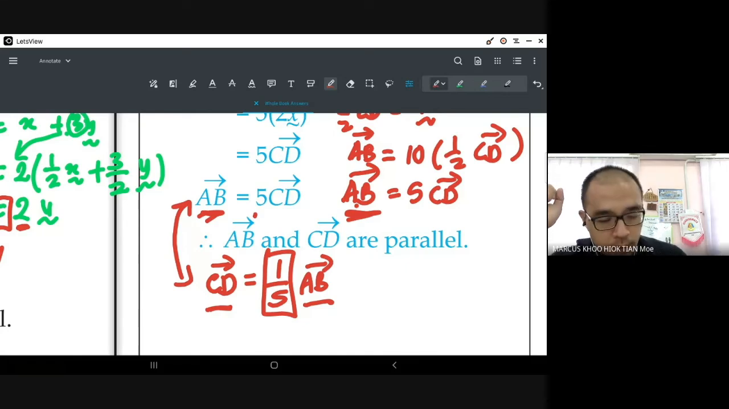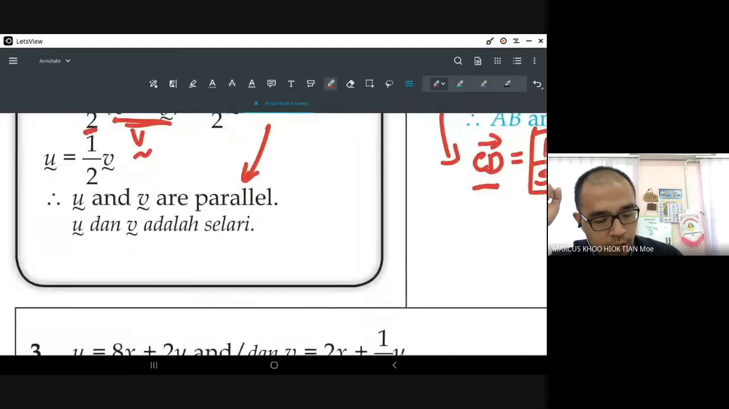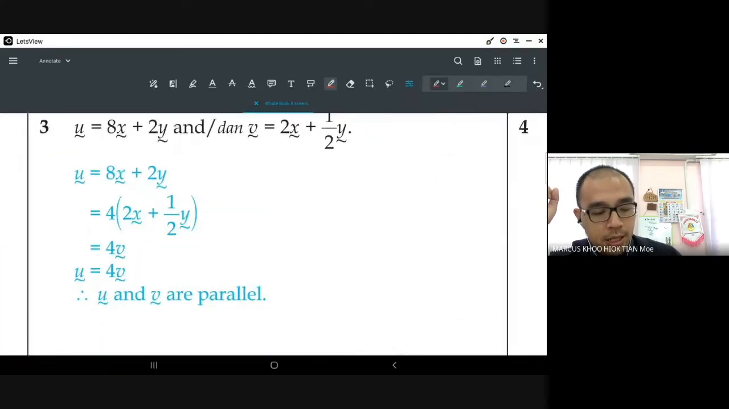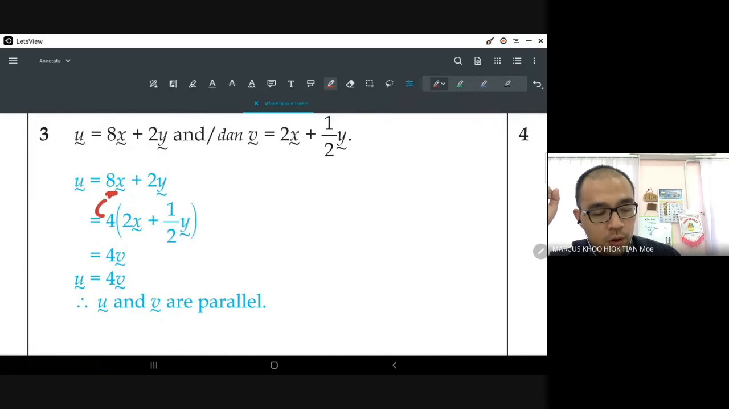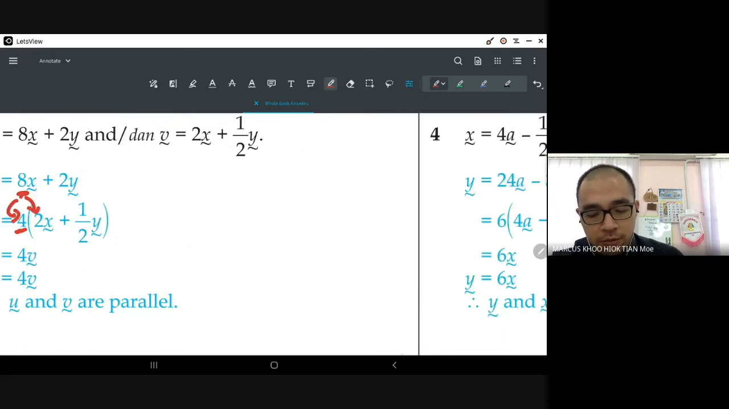Okay? All right, number 3. Stephanie says she got U equals to 4V. I think that's pretty easy. Because we changed the 8 to 4, changed the 8 to 2 by factorizing out the 4. So you get this one. Okay, no problem. Let's take a look at number 4.